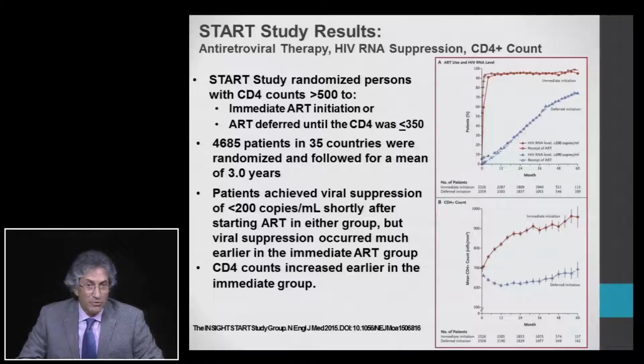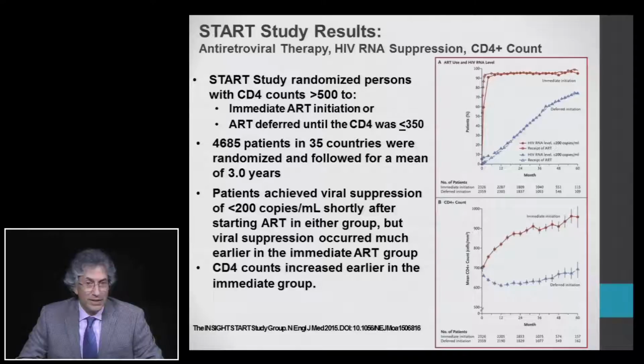The blue line shows the gradual suppression of viral loads as people gradually started antiretrovirals in the postponed group because they gradually started antiretroviral therapy as the CD4 counts fell. So the randomization worked. The bottom part of the graph shows the changes in CD4 count in the two groups.